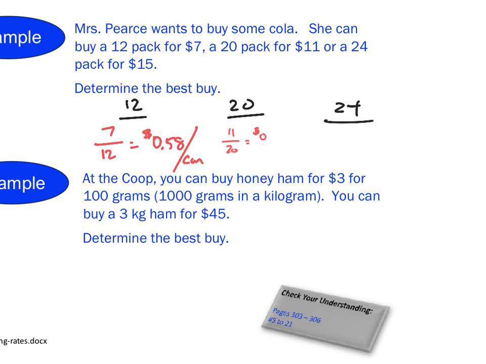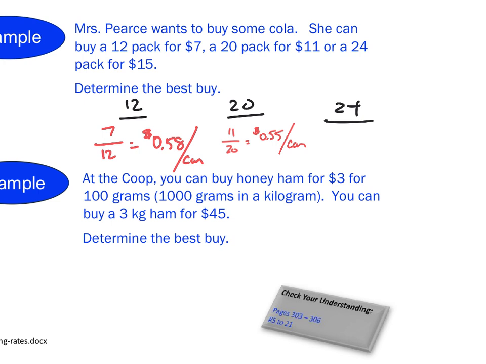0.55. So it's 55 cents per can. Again, we need units. Make sure to put the $ sign in front of the 0.55. Put the slash, put the can, because that's saying that every can costs 55 cents. So is the 20-pack a better deal than the 12-pack?